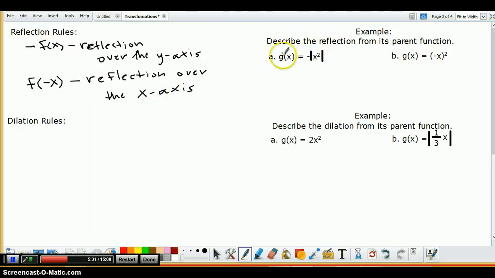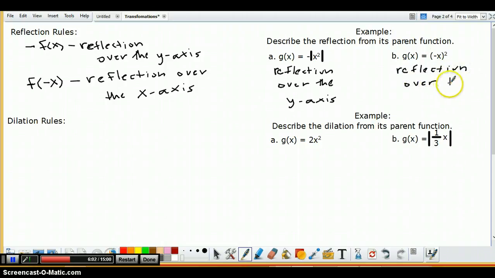So if we come over here, g of x is equal to negative the absolute value of x squared. So in this case, what we have is a reflection over the y-axis because the negative is outside that absolute value. Over here, the negative is inside, so this is a reflection over the x-axis.